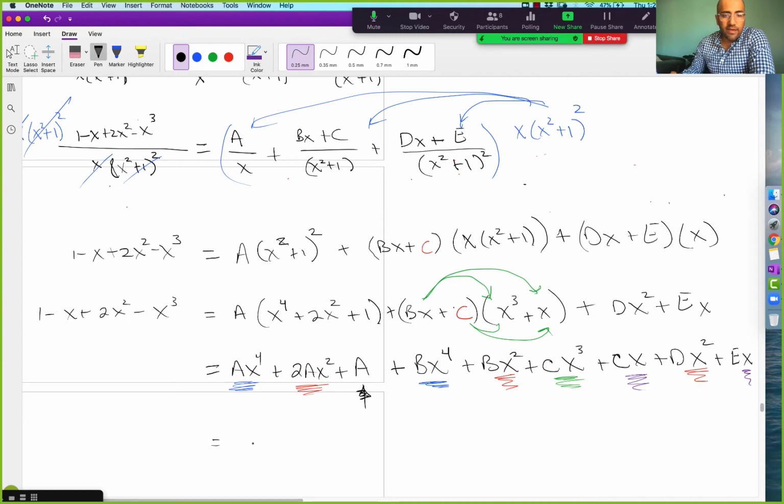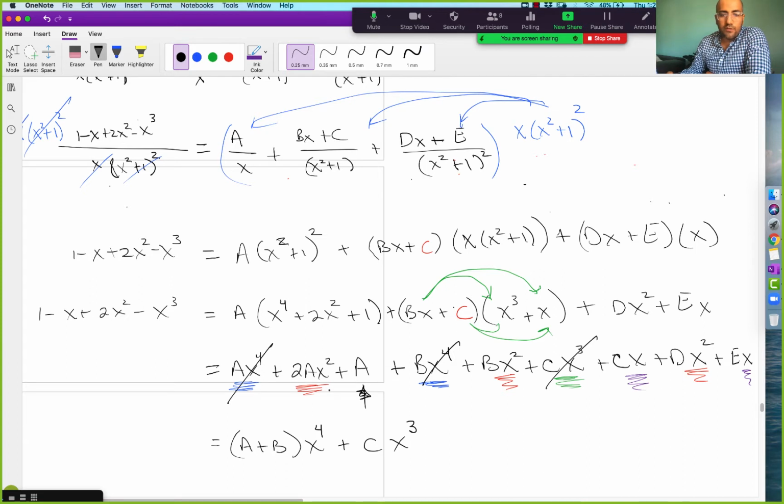Looking at the powers of x, I'll end up with b plus a. Oh, a plus b, times x to the power of 4. And that takes care of this guy and that guy. Then there's only one term that has an x cubed. So plus c x to the power of 3. Took care of that guy.